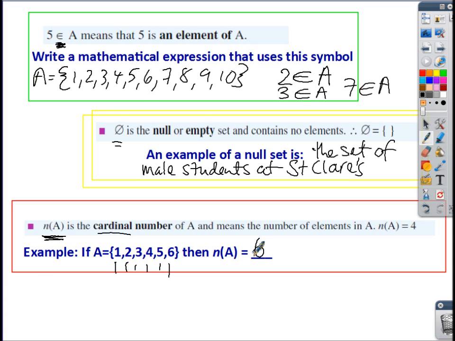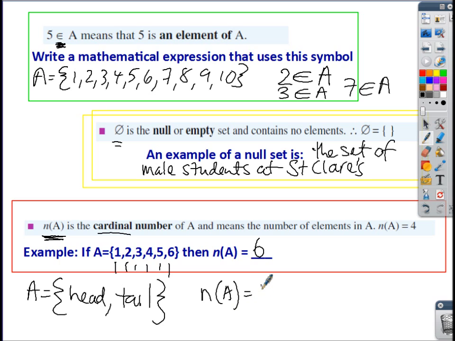Another example, if A was equal to, say, the outcomes of tossing a coin. So here's the 2 possible outcomes, a head or a tail. Then n(A) is equal to 2 because there's two elements in that set.